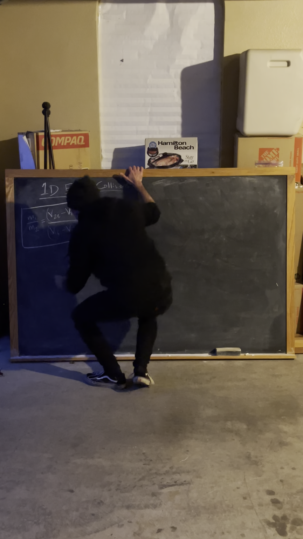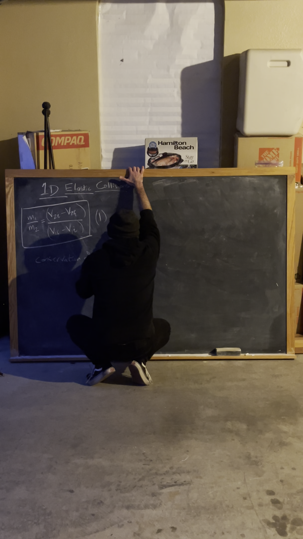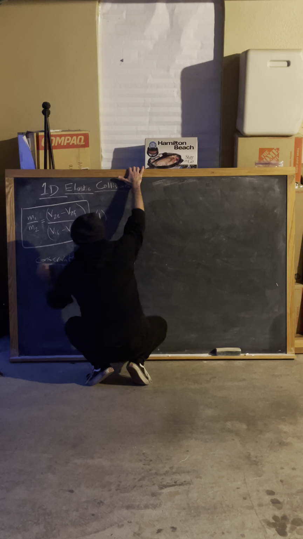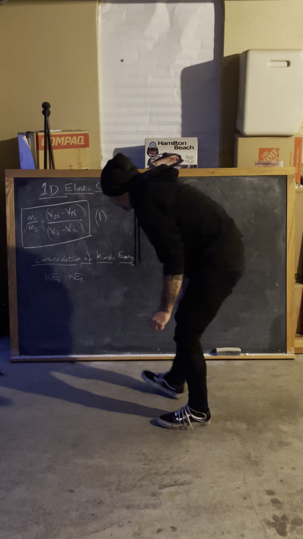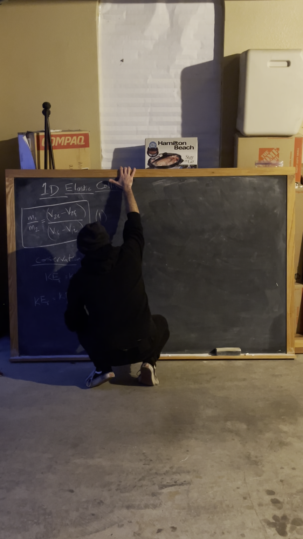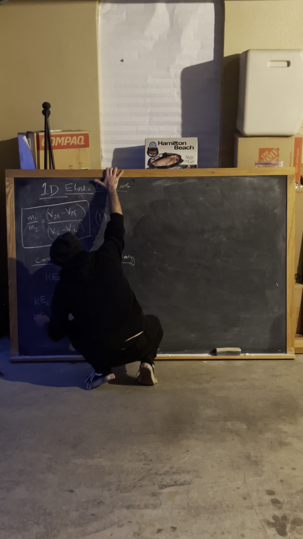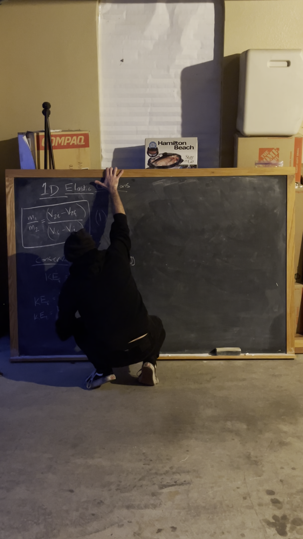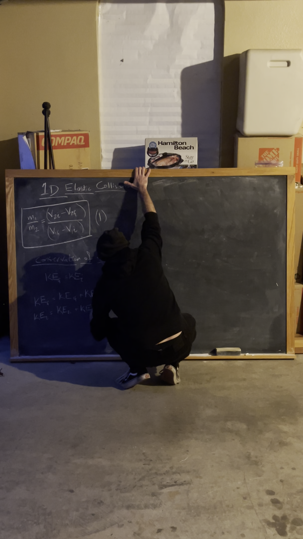Now looking at the conservation of kinetic energy, which says that the final kinetic energy of the system is equal to the initial kinetic energy of the system. Now, the final kinetic energy is equal to the sum of the final kinetic energies of each particle. So kinetic energy 1 final plus kinetic energy 2 final, and the initial kinetic energy of the system is equal to kinetic energy for the first particle, initial, plus the initial kinetic energy of the second particle.